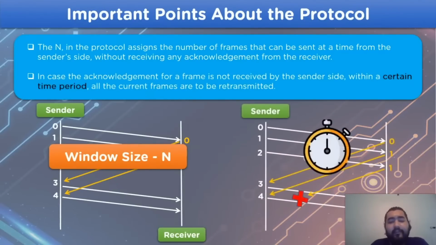And in case the acknowledgement of a frame is not received within a certain time period, then all the frames from that sequence number are to be retransmitted in the channel. This point is to be remembered properly because this will be the key point in solving a question related to Go Back N ARQ protocol. Now let's move on to the working of the protocol.